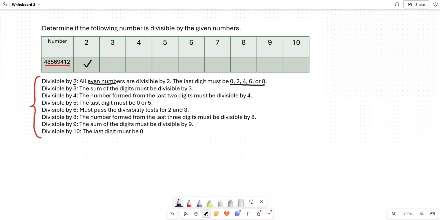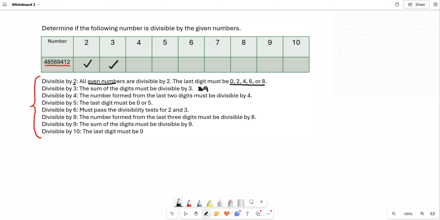Divisible by 3. Now, for this rule, we have to add up all the digits. If the sum of the digits is divisible by 3, then in fact the whole number will be divisible by 3. Now, if we add up every single one of these digits, 4 plus 8 plus 5 plus 6 plus 9, 4, 1, and 2, we'll get 39. So our total is 39. Now, does 3 go into 39? Yes, it goes into it without any remainder. It goes into it 13 times. So, it is also divisible by 3.